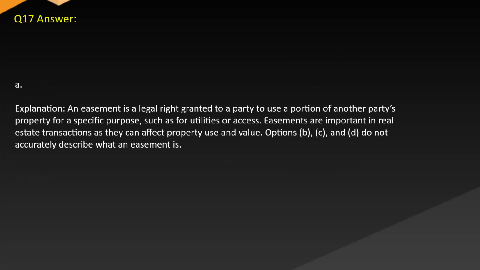Answer A. Explanation. An easement is a legal right granted to a party to use a portion of another party's property for a specific purpose, such as for utilities or access. Easements are important in real estate transactions as they can affect property use and value. Options B, C, and D do not accurately describe what an easement is.